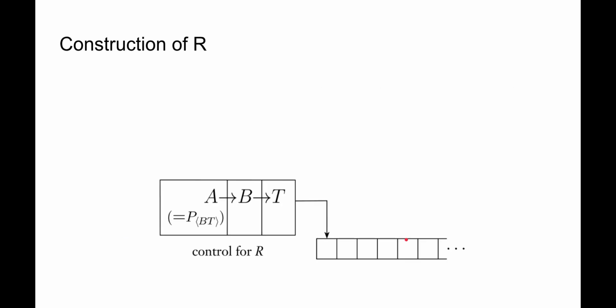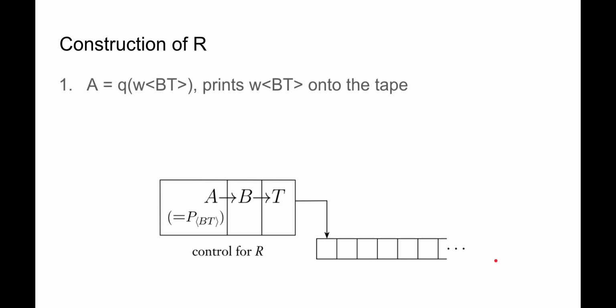So let's now look at how we can modify our proof for self into the proof for the recursion theorem. Similar to the first step, we assign A to be Q of the string W followed by the encoding of the other half of the machine, so BT. So it's going to print out the input string followed by the encoding of B and T onto the tape, and then it's going to pass control to part B.